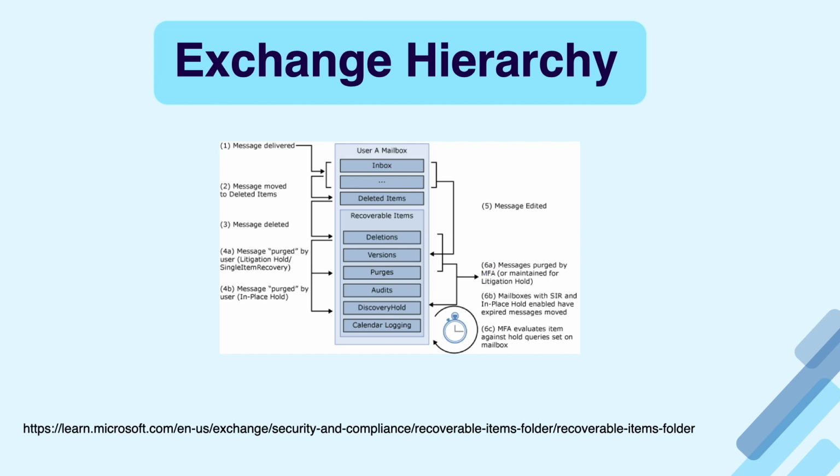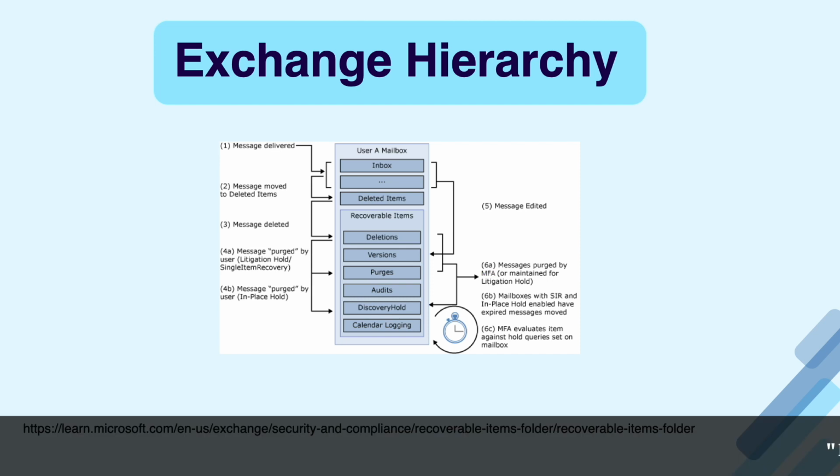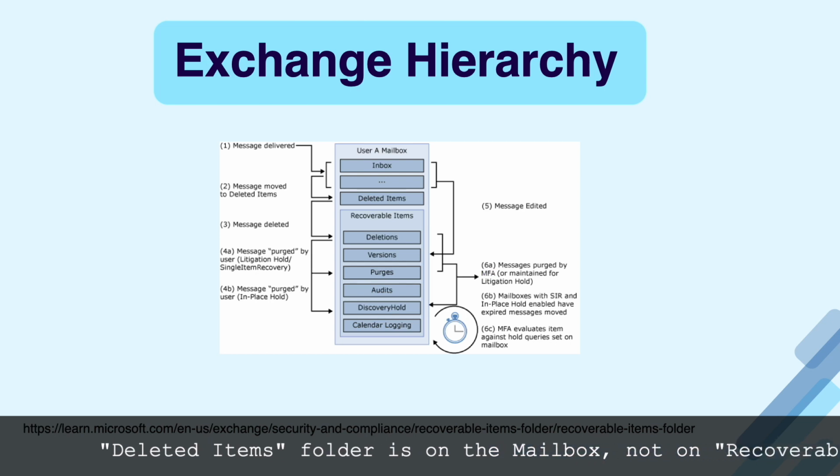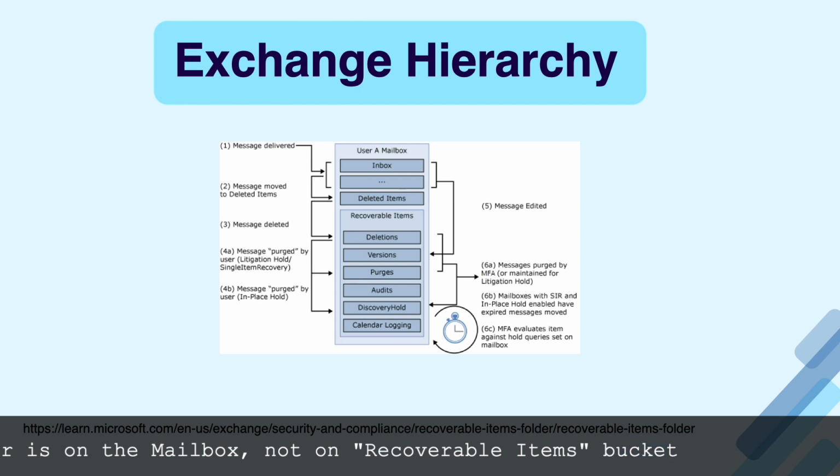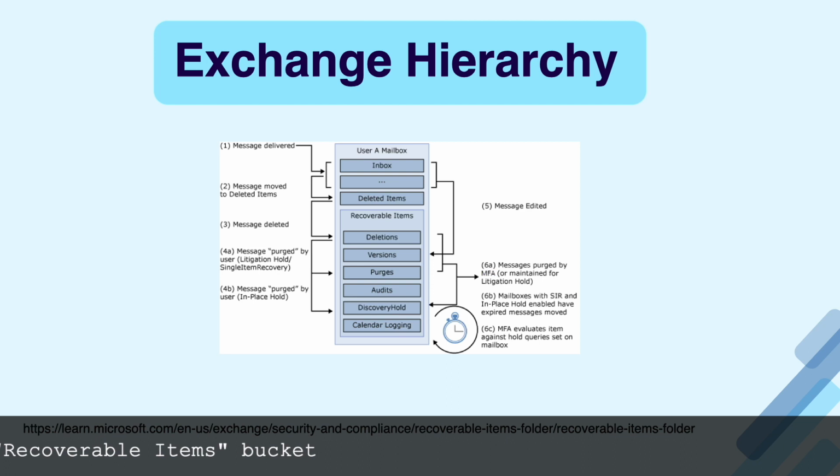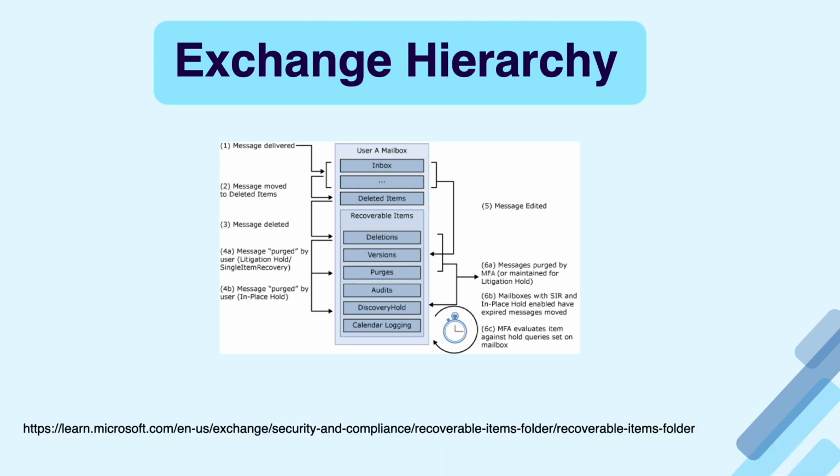So the user gets a new email, it goes to the inbox, and then the user clicks delete email, and that email goes to the deleted items folder. Take a look at this. The deleted items folder is on the mailbox. It's not in the recoverable items bucket. The recoverable items bucket is the next step after the email gets deleted. And as you can see, there are many different steps. There's the deletion, version, purge, and the discovery hold time. And each will be its own different bucket, so the emails are going to move from one into another until it gets deleted from everything.